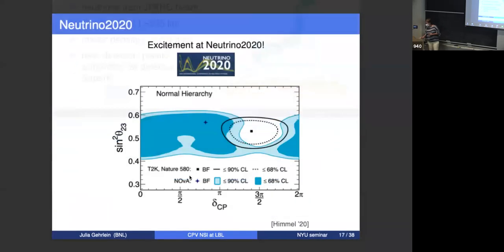So both experiments showed their most recent results last year at the Neutrino 2020 conference, which was a virtual meeting where the whole neutrino community came together to discuss the recent state of the field. And here you see what the current status is. On the y-axis we have sine squared theta_23, and on the x-axis we have delta.